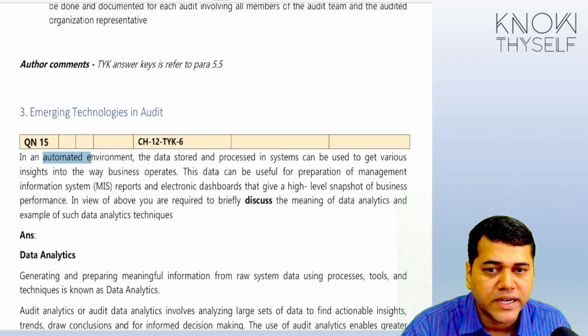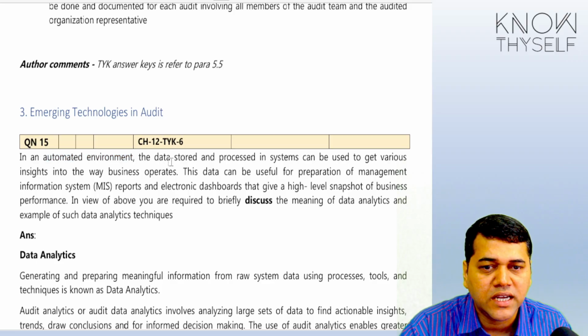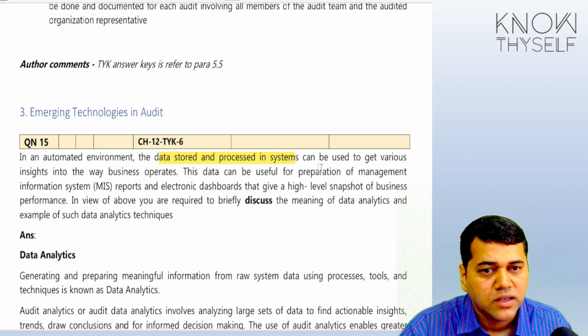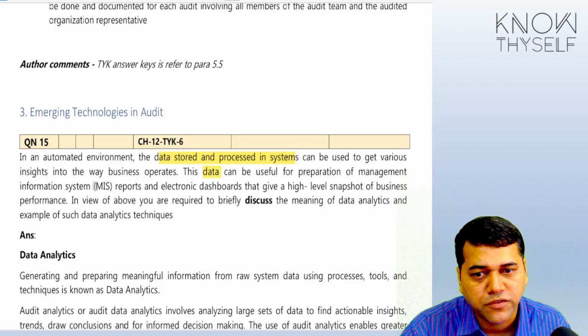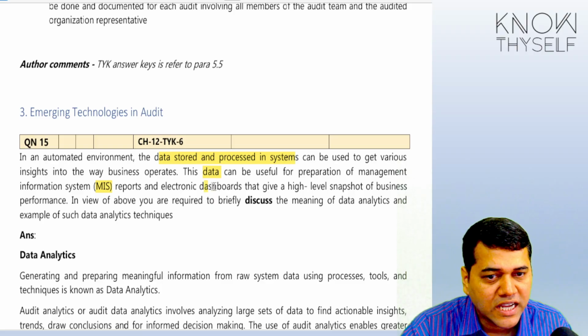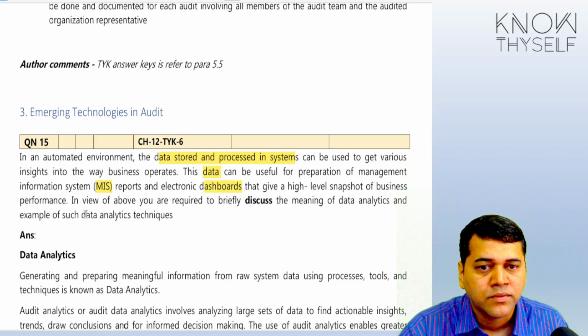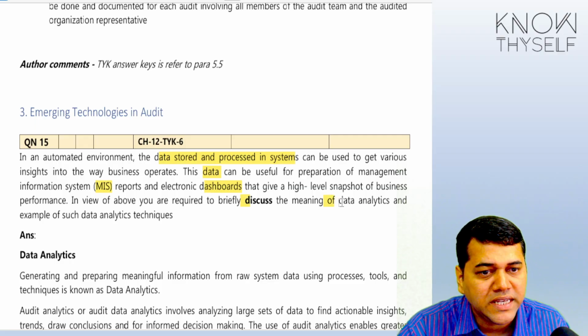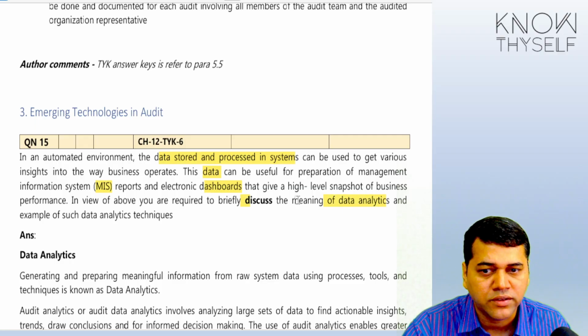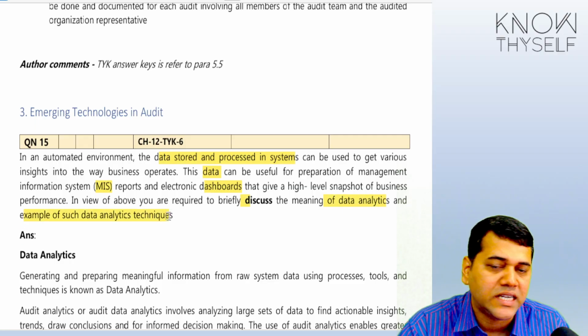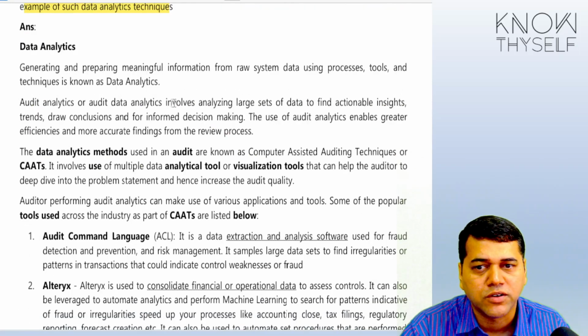In an automated environment, the data stored and processed by the system can be used to get various insights into how the business operates. This data can be used for preparation of MIS, electronic dashboards that give a high-level snapshot of the business performance. Briefly discuss the meaning of data analytics. So you need to tell what it is. Examples of data analytics techniques. Very easy and straightforward question.